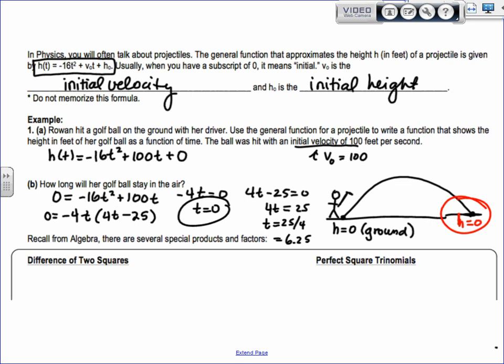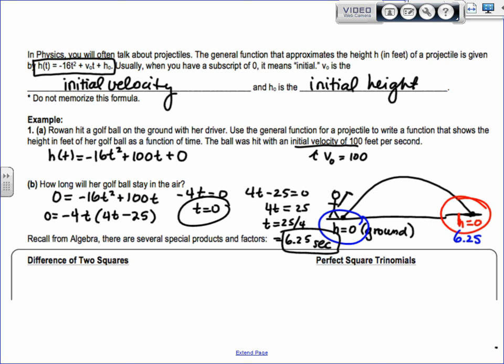So the question is, how long will it stay in the air? T equals 0 is representing where it started, right? At time 0, it was on the ground. 6.25 is representing when it landed again. So it's 6.25 seconds is how long it will be in the air. Usually that makes sense, right? It's clearly in seconds. It was not 6.25 hours.